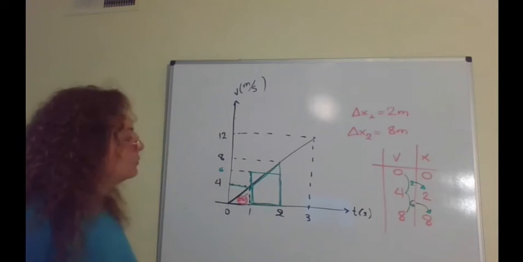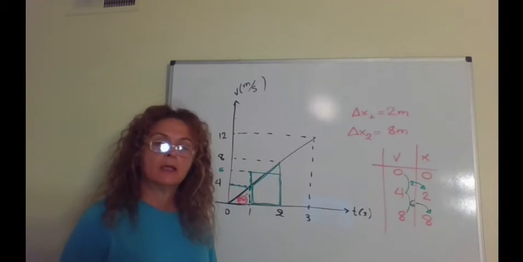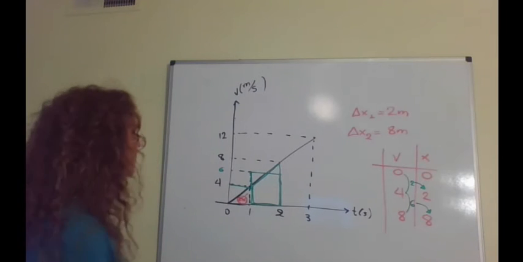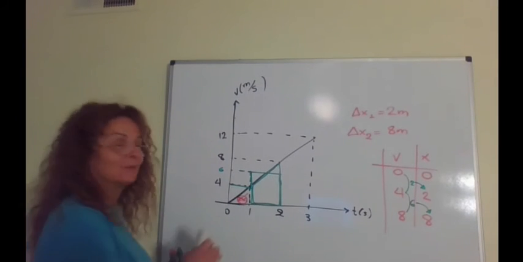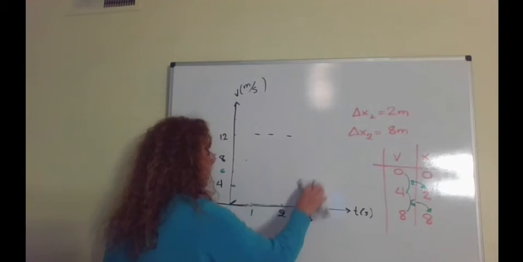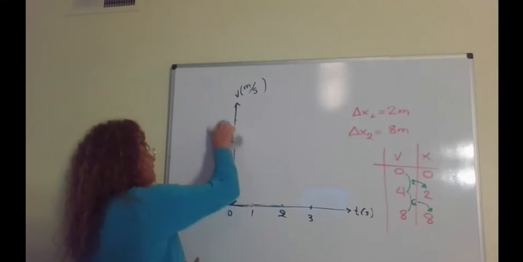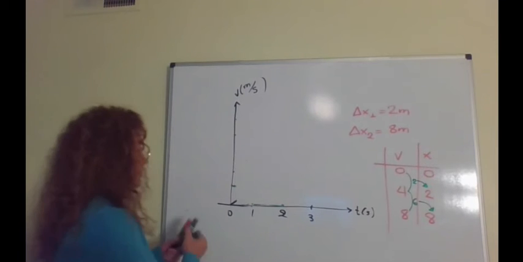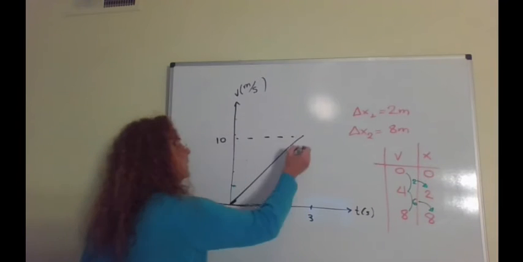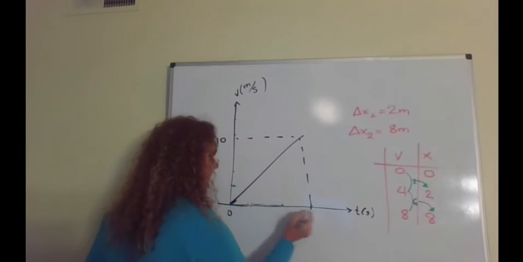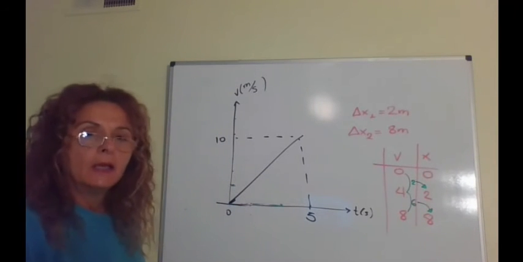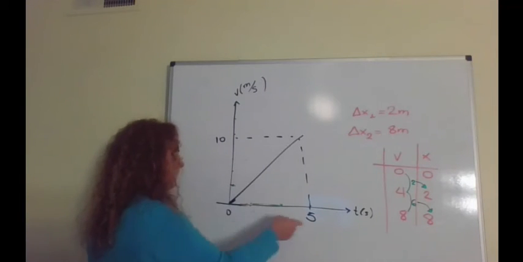And it can not only be used when the object speeds up, it can be used when it slows down. So let's say that I'm telling you that a car speeds up from 0 to, I don't know, from 0 to 10 in 5 seconds. So let's say that it increases from 0 to 10 in 5 seconds.